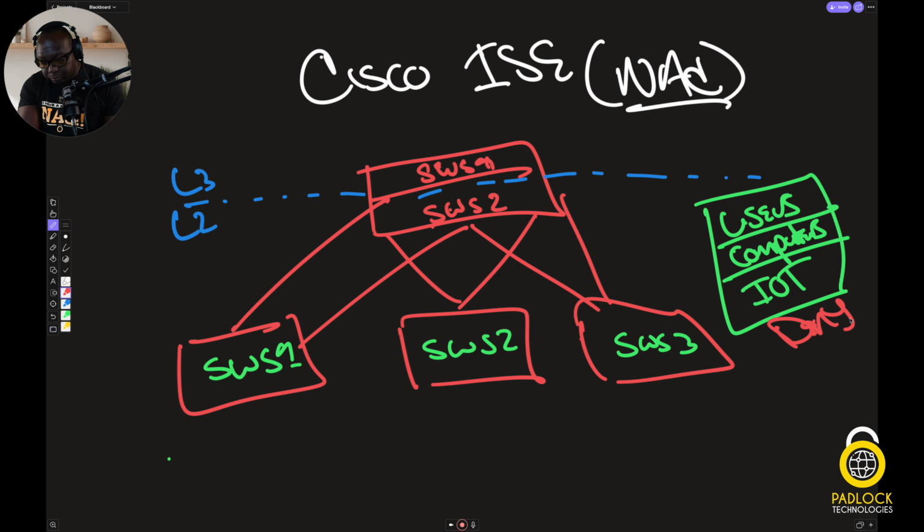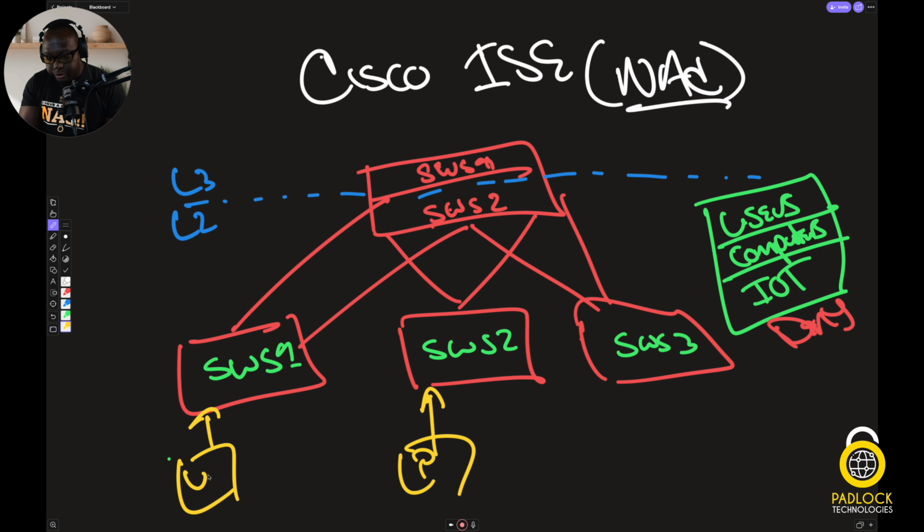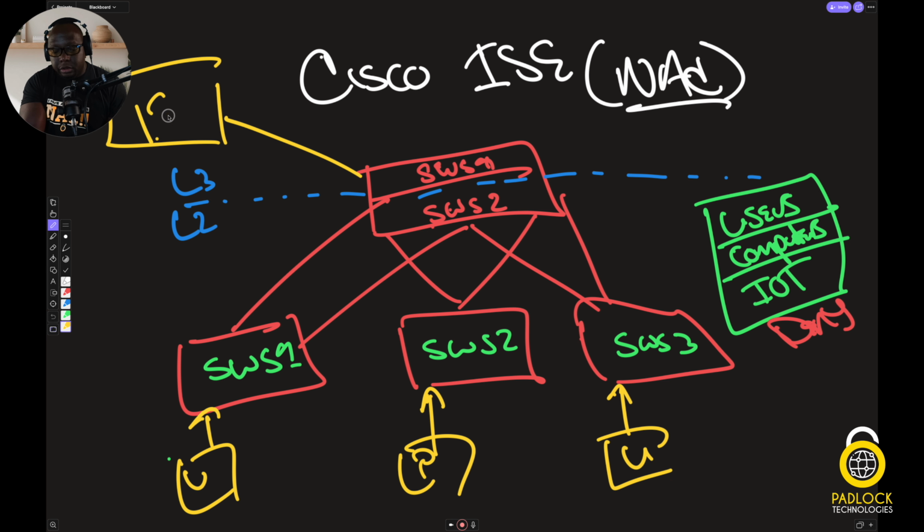But back to this. We have a user that plugs in, say a printer, another user that plugs in, and let's say ISE sits over here somewhere. So what happens is, when people plug in to your network, two things are going to happen. You're going to authenticate first, and then you're going to get authorized onto the network.